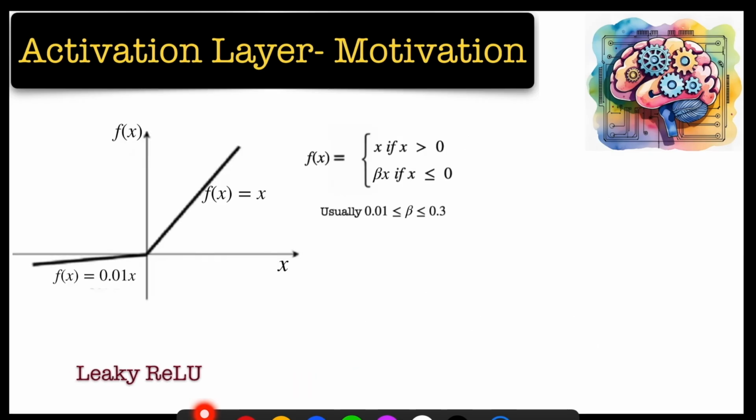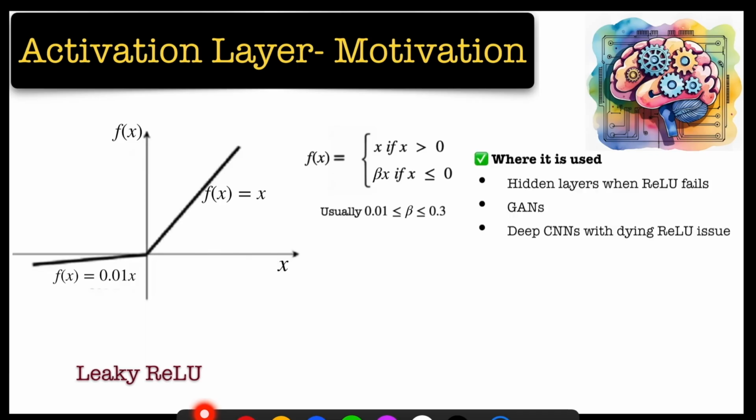To solve this, we have the leaky ReLU function. Leaky ReLU is the same when x is positive: f(x) is x, if x is greater than 0. But when x is negative, earlier it was 0, but here it is beta x, if x is less than or equal to 0. Usually, the beta value lies between 0.01 and 0.3. So we just get small values for negative x's.